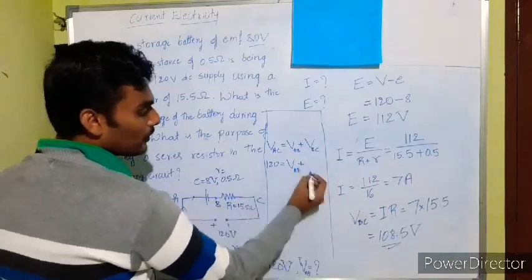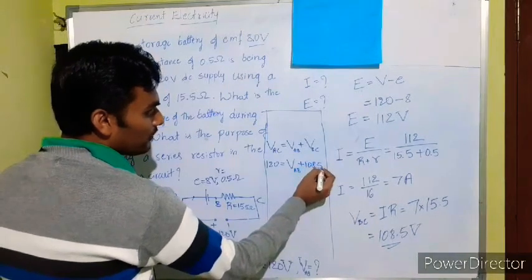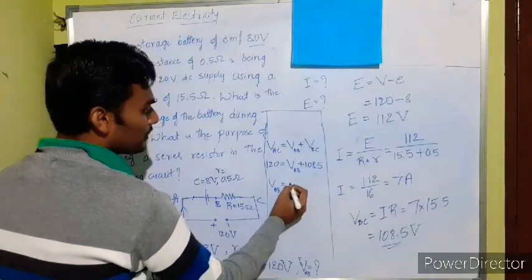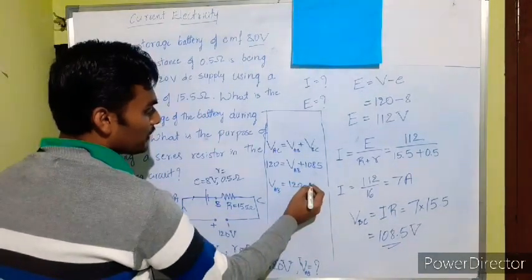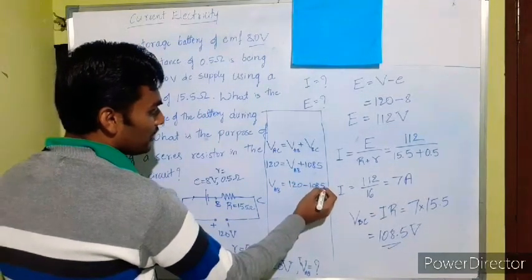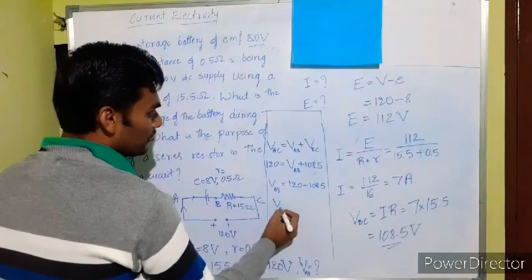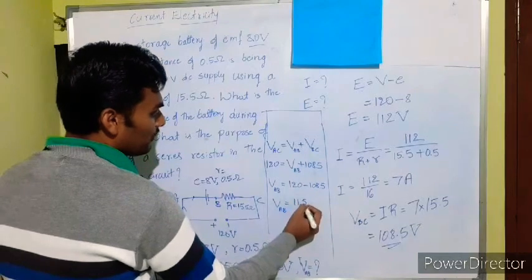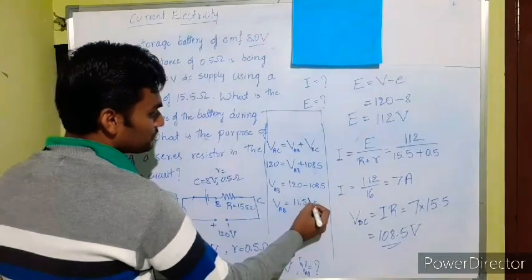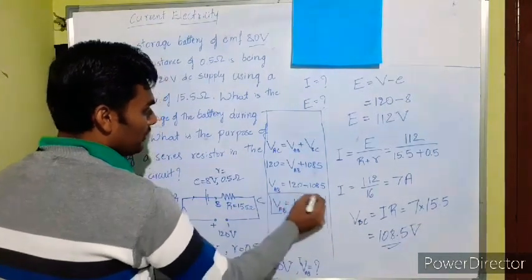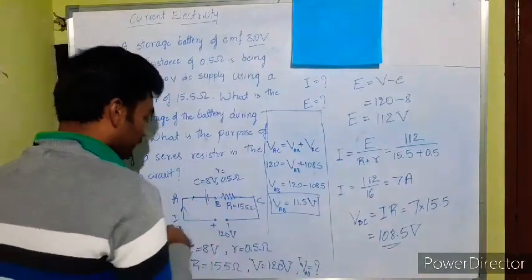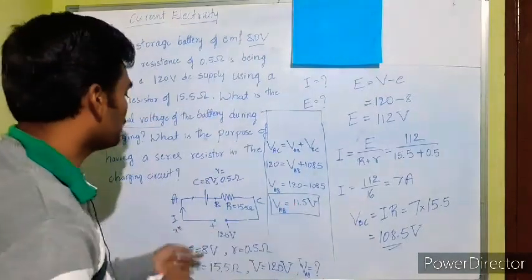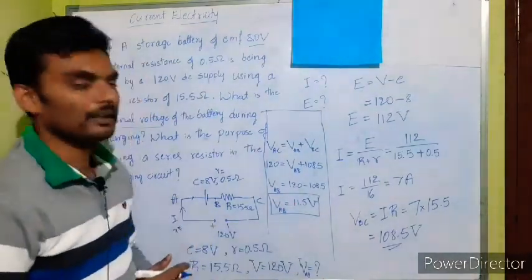It is 108.5, and hence voltage across AB is equal to 120 minus 108.5, which is VAB is equal to 11.5 volt. So VAB is the voltage, which is 11.5 volt across the battery given.